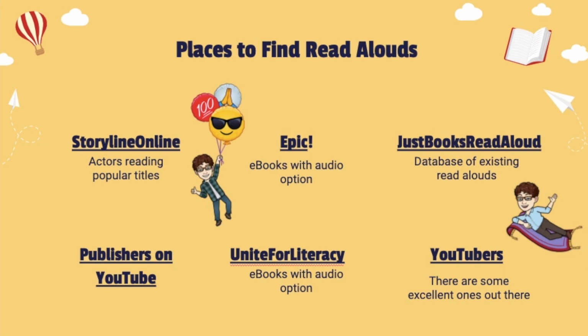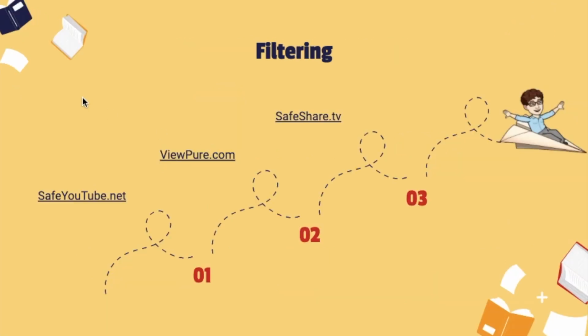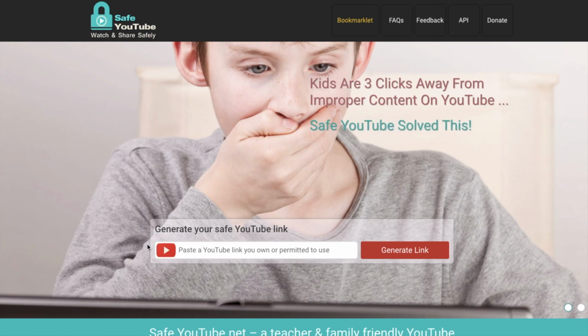So once you have those read alouds, either ones that you've found or that you've shared out, the next part is filtering. So we're going to look through 3 tools I have here: safeyoutube.net, viewpure.com, and safeshare.tv. So all 3 of these are fairly similar. Some have some different features. I even have a hard time keeping straight which ones are which. I usually recommend all 3 to teachers, and they usually will pick one and go with it. So we'll look through each of those, and you can maybe get a sense. So we'll start with Safe YouTube.